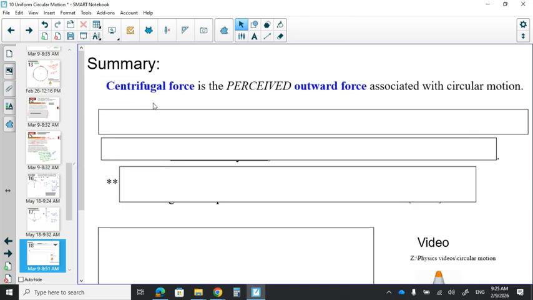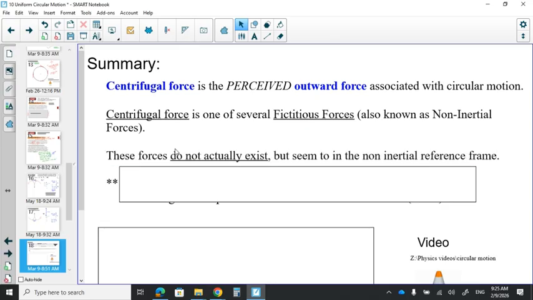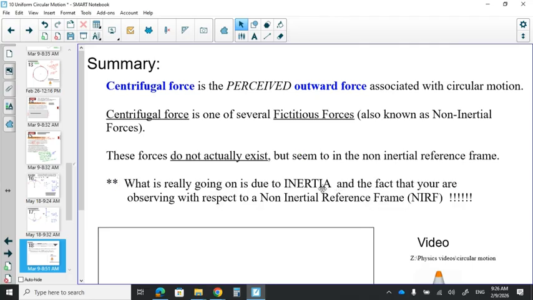So, summary of the stuff. Centrifugal force is that perceived outward force associated with circular motion. The centrifugal force is one of several fictitious forces, also known as non-inertial forces, because they make sense to list in non-inertial reference frames. So these forces don't actually exist, but they seem to. They make sense to talk about in non-inertial reference frames. Of course, what's really going on is inertia, right? The fact that you're observing with respect to a non-inertial reference frame is what tricks you.